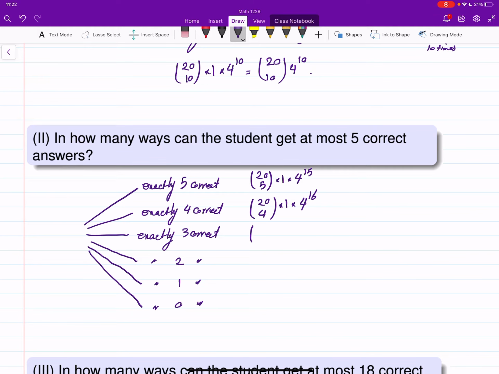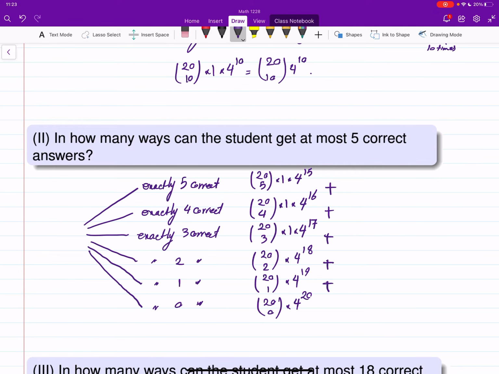And 3 correct, so 20 choose 3 times, there's only one way to answer them correctly. But for the rest, there are 17, and each one has 4 options to be incorrect. Then 20 choose 2 times 4 to the power 18. 20 choose 1, 4 to the power 19. 20 choose 0 times 4 to the power 20. Yes, all of them. And then you add these guys, and that would be the answer for this question.